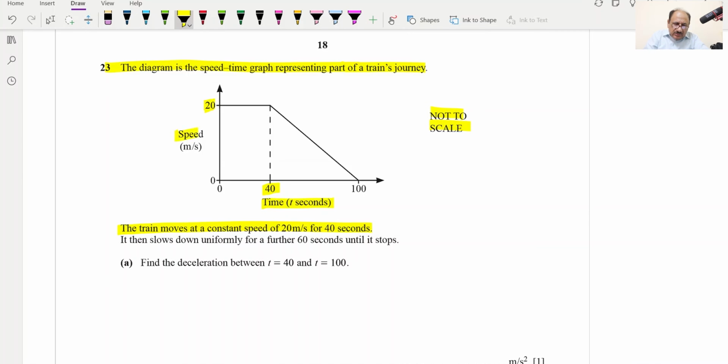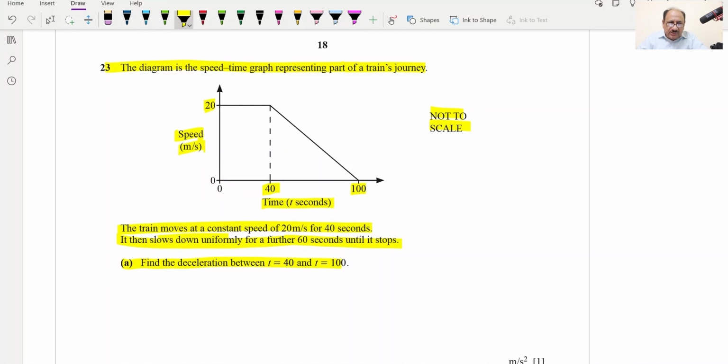Time in seconds is on this side, speed in meters per second. It then slows down, sloping downward, having a negative gradient, slows down uniformly for a further 60 seconds until it stops. So 40 to 100, 60 seconds. And find the deceleration between time t equals 40 and t equals 100. So deceleration we need to find.